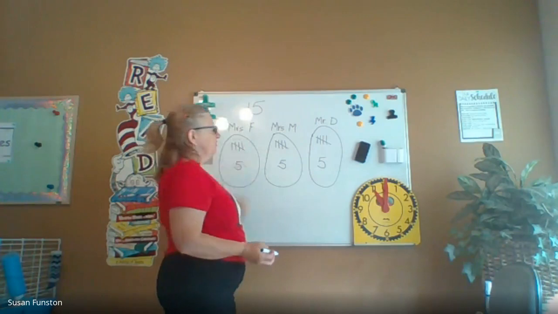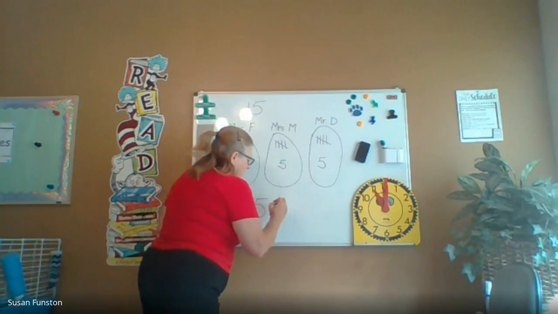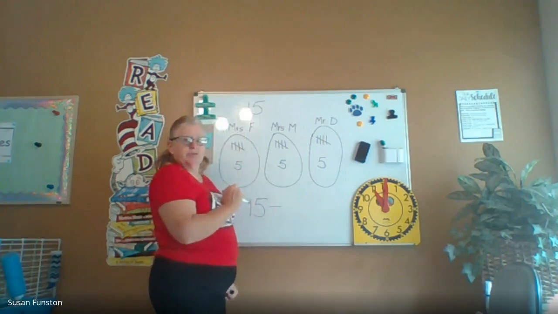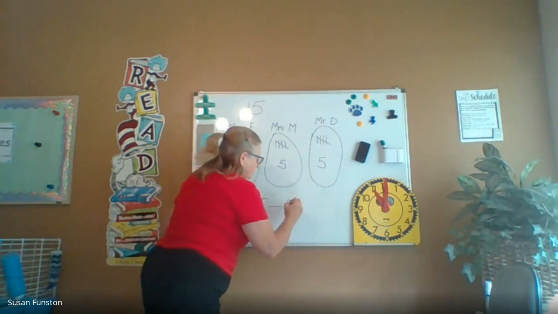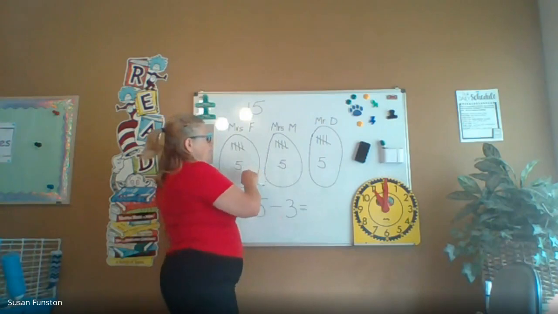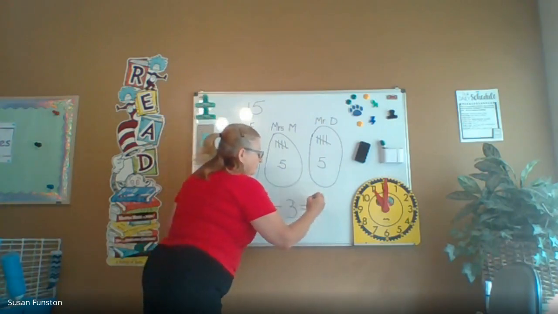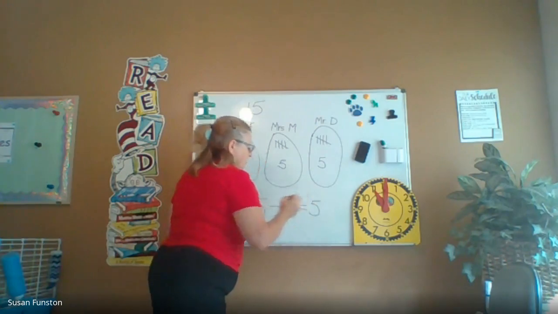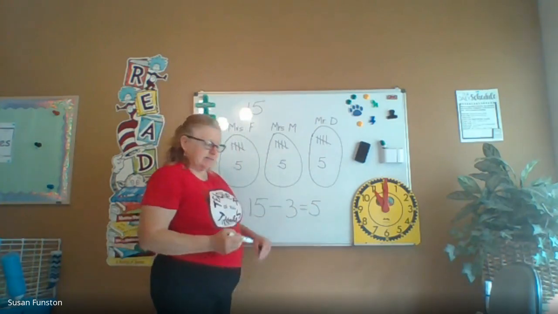How many I started with all together was 15. I divided them into how many groups? 1, 2, 3. And my answer is going to be how many were in each group, and that was 5. So 15 divided by 3 is 5.